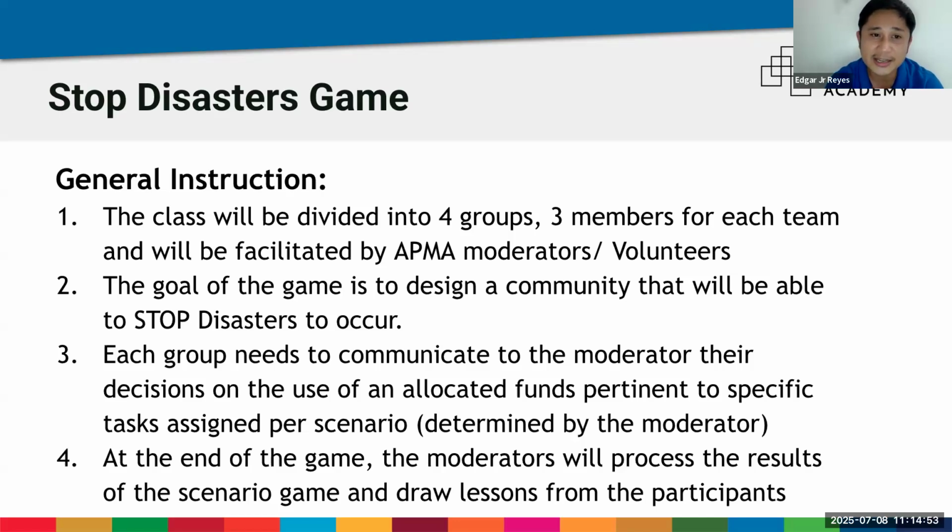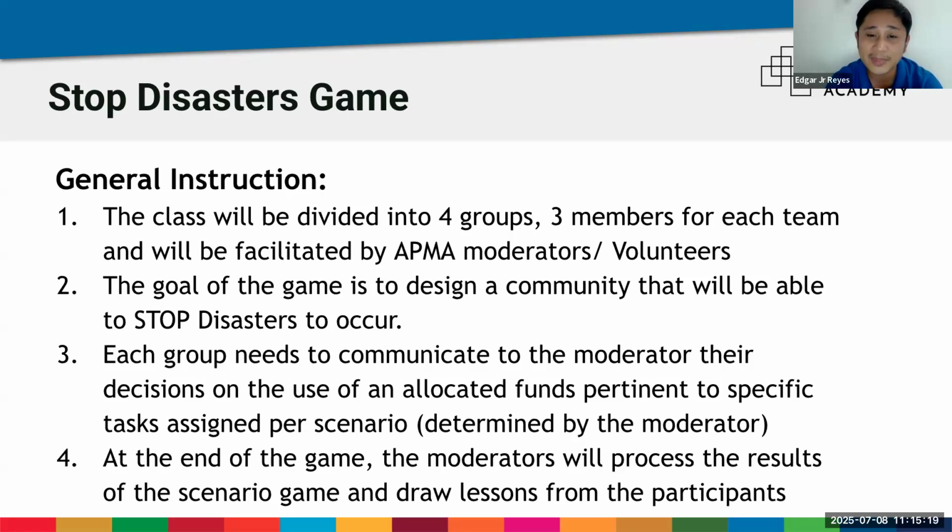And essentially, this simulates or provides information on how we can stop the disasters or at least manage it. And for the general instructions, we will be dividing the group. So originally, there are 4 groups, but since we have quite a number, we'll be dividing into 2 with 3 to 4 members each. And it will be facilitated by us.